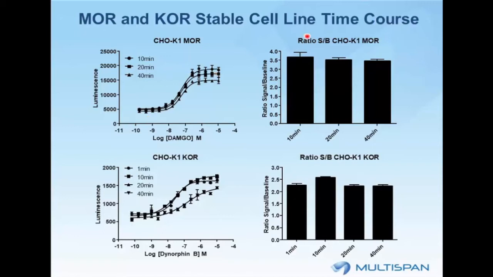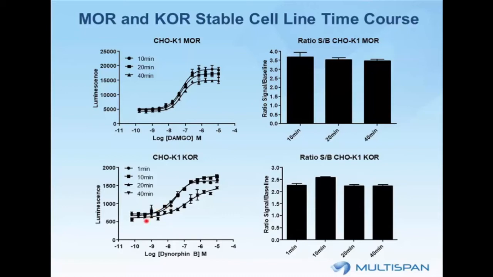This is the ratio of signal to background. And you can essentially see that with your ratio of signal to background, it's actually very, very stable through the 40 minutes. It may be stable longer than the 40 minutes, but this is how stable this is for this particular time course.